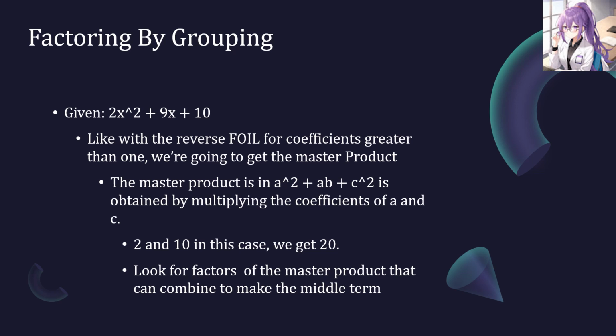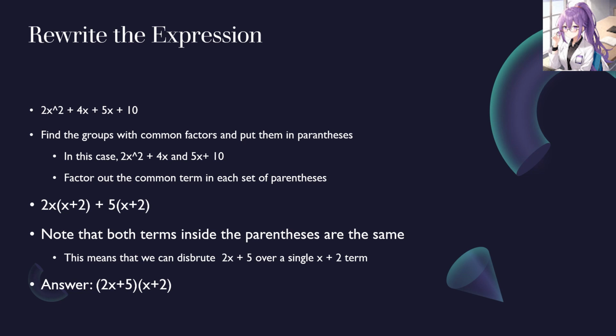Now, what are we going to do with those? Well, we're going to look for factors of 20 that will give us 9. Now, if you factor 20 out, you will get 1, 2, 4, 5, 10, and 20. And in this case, the factors we want for 20 add up to 4 and 5. Let's see how we get that in the next slide. So in this case, rather than trying to reverse FOIL, we are going to break down 9x to the terms 4x plus 5x and replace those terms with 9x in our original expression.